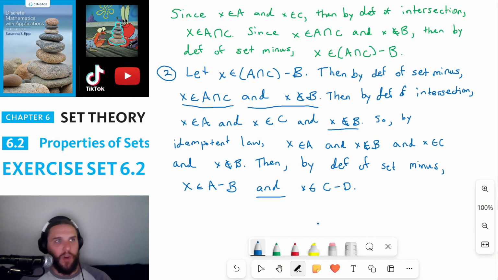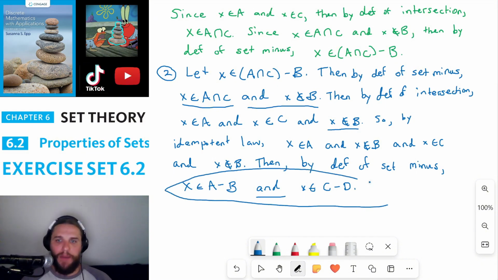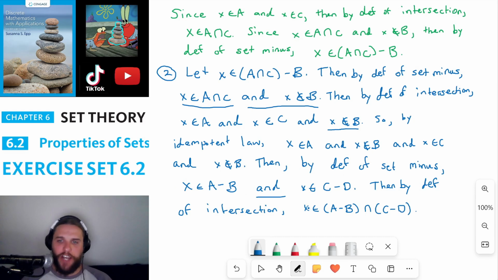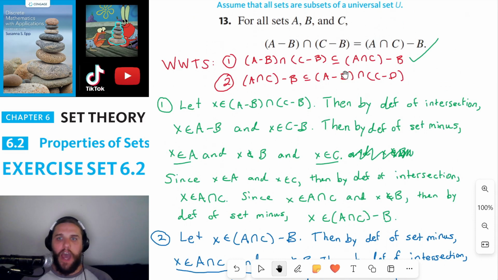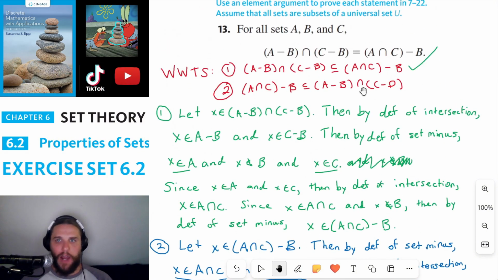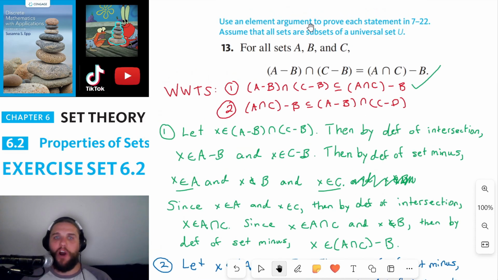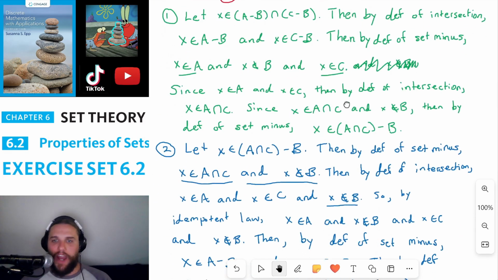And the key here is the word and. We can simplify this statement by converting that and operation into a set operation, the intersection. And so by definition of intersection, X is an element of (A minus B) intersection (C minus B). And that's what we wanted to show, which means that we've shown that the first set is a subset of the second set, and the second set is a subset of the first set, which therefore means that both sets are equal to each other by definition of set equality. And this is what an element argument looks like. Thanks, everyone, and I will see you in the next video.